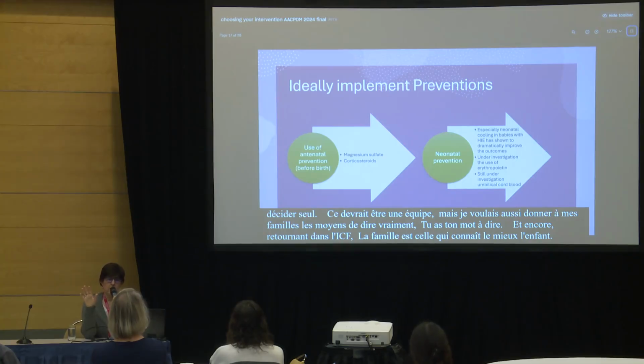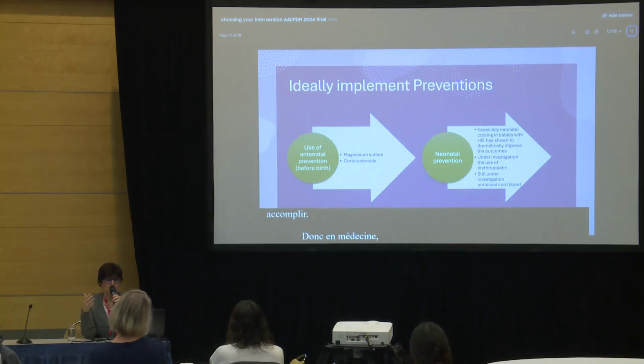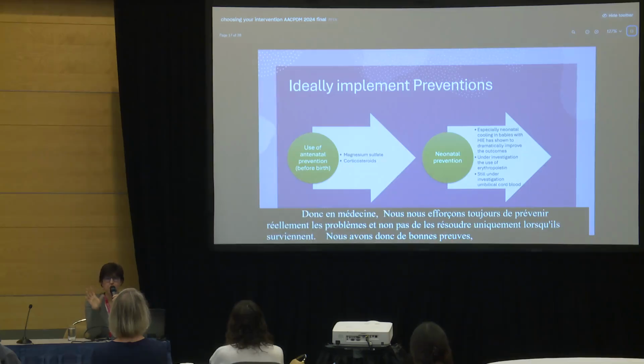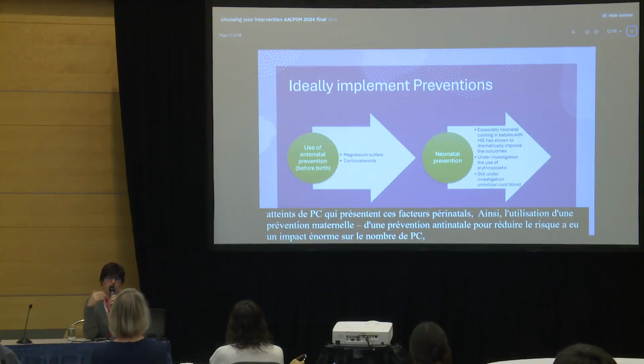So in medicine, we still strive for actual prevention, not to just fix when it's happening. So we do have good evidence, especially when it comes around prematurity, perinatal risks, which is about 50% of our children that have CP had those perinatal factors. So use of antenatal prevention to lower the risk of prematurity has made a huge impact on the numbers of CP. And also the neonatal cooling for children that are born with neonatal encephalopathy have a big change in the outcomes.